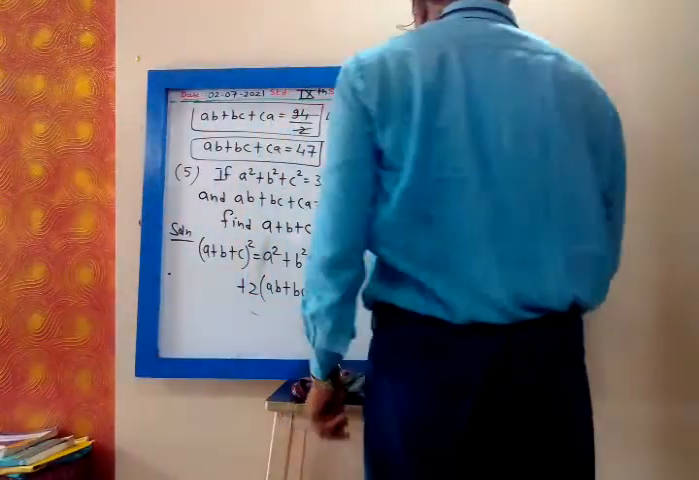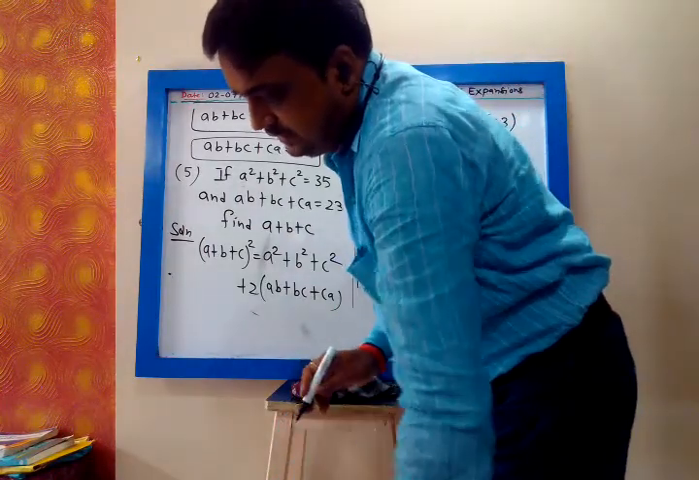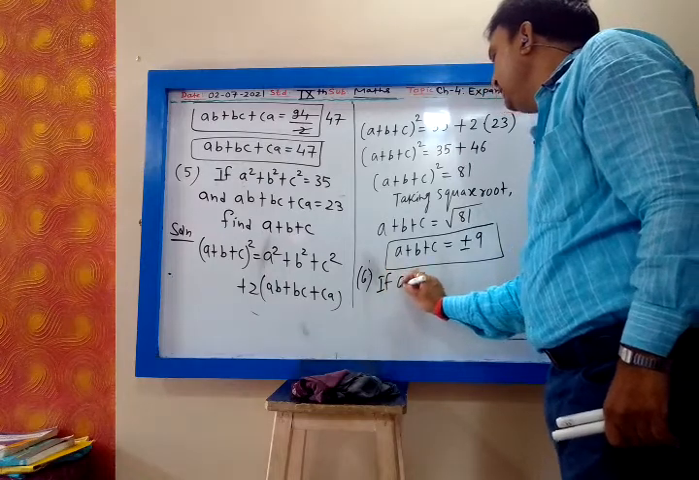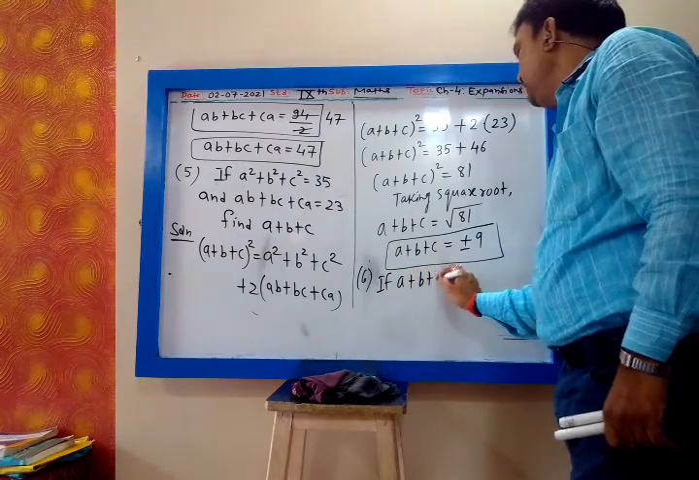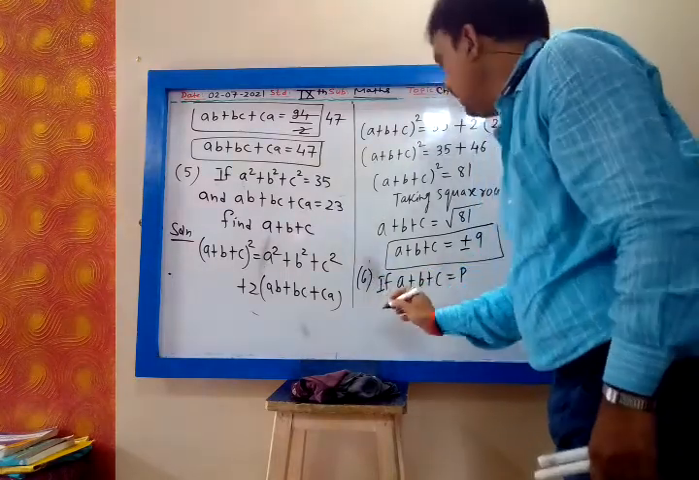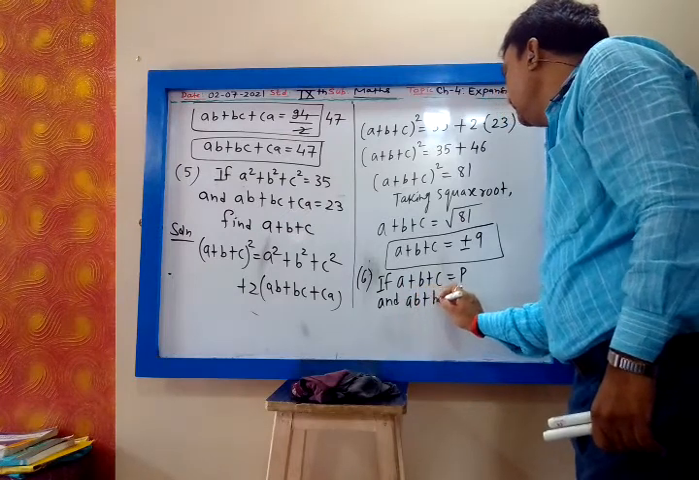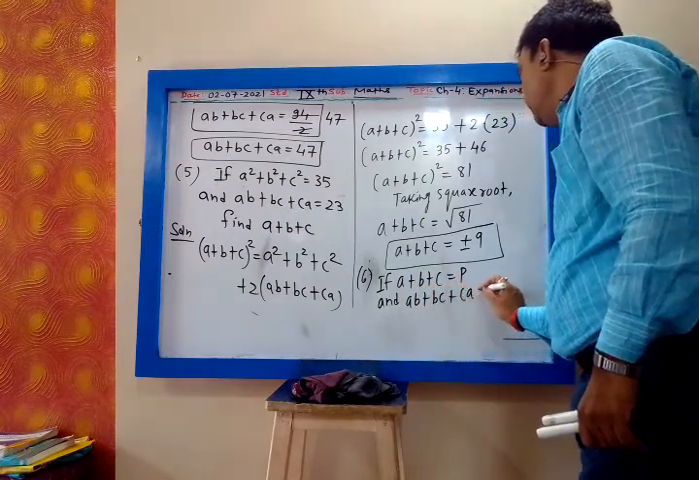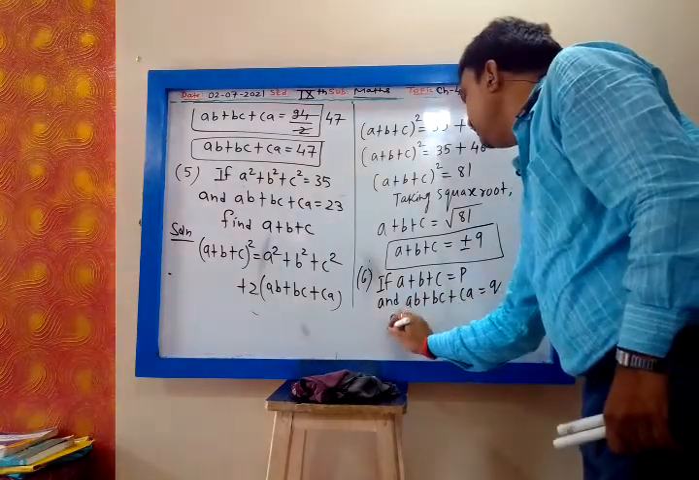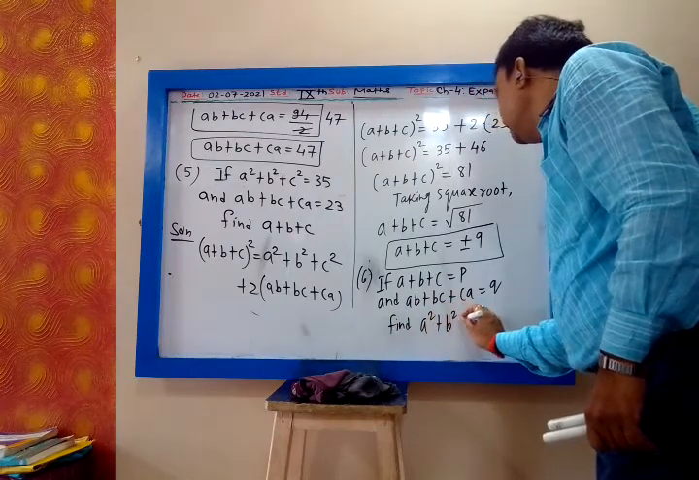Now sixth is: if A plus B plus C is P, instead of a number you are given the variable P, and AB plus BC plus CA is given as Q, then find A square plus B square plus C square. Chalo, find out.